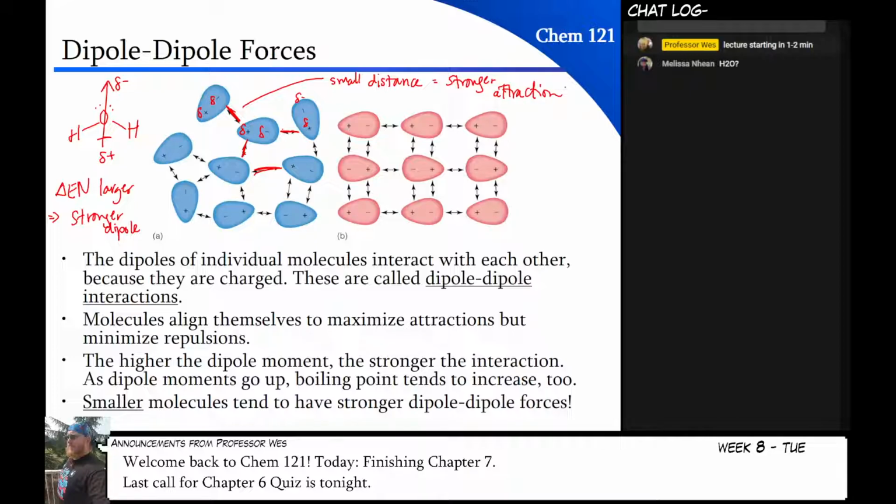The smaller the distance, the stronger the attraction is. So if you can make your molecules small and have a strong dipole, you have a good recipe for molecules that will stick very well to each other, and thus have a high boiling point.